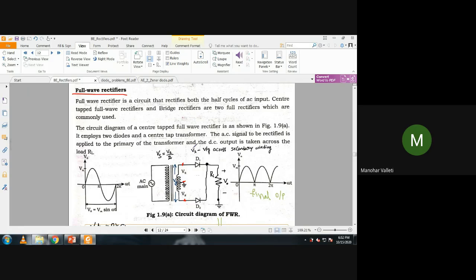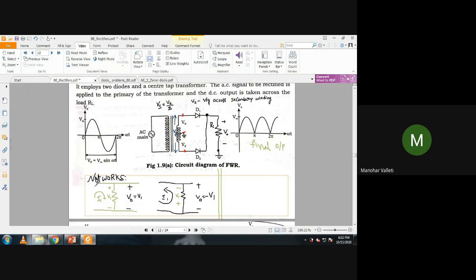Before understanding the operation of the circuitry, please see the network concept. If the current is entering at plus here, and I measure the output voltage here, this is V1. As you have seen in the basics, wherever current is entering, there I will put a plus sign, and wherever current is leaving, there I will put minus. So when the current is entering, plus; current is leaving, minus. So in this case, V0 equals V1.